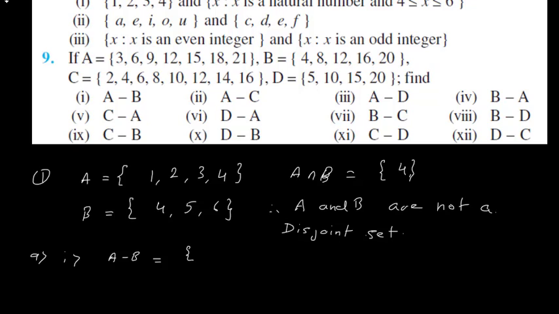So 3 is there, 6 is there, 9 is there, then 12 I will not write, 12 is present in B, 15 is there, 18 is there, and 21 is there. So this is A minus B. I have written all the elements which are in A but not in B. Any element which is also present in B, I have to exclude. In the same manner, you can find other differences also.